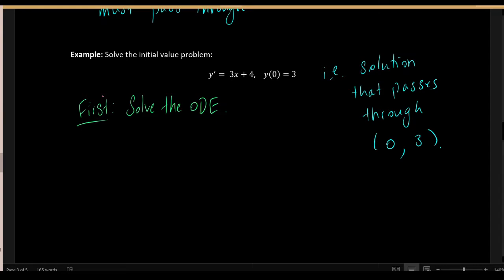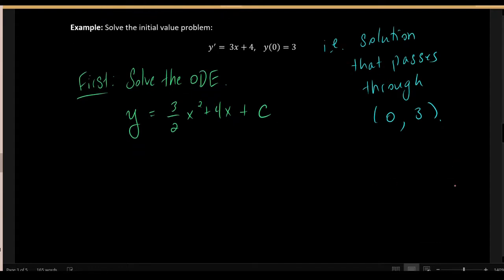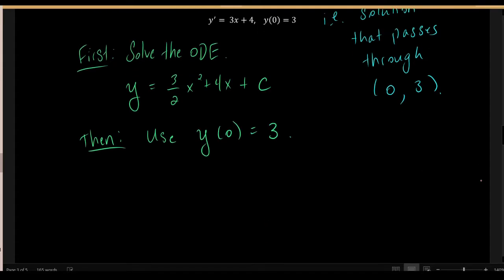So, using calculus 2 techniques, the solution would be the antiderivative 3/2 x squared plus 4x, and then plus some arbitrary unknown constant c. But now we're going to specify that we need the y value to be 3 when the x is equal to 0. So I'm going to go into this general form of a solution. I'm going to replace the x's with 0 and replace the y with 3, and from that figure out what c must be.